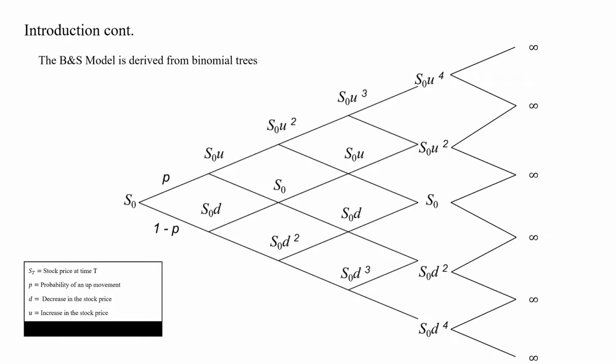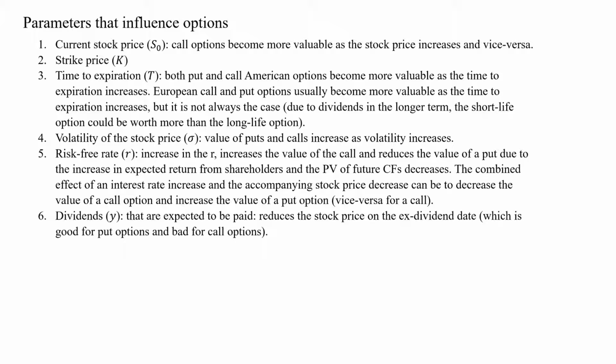So what is the Black and Scholes model? Well, it is simply using what we call the binomial model, which is another model to calculate an option's price. It is simply the steady state of the binomial model, since it is a stochastic process where we're looking at time steps. So what are the parameters that can influence options?